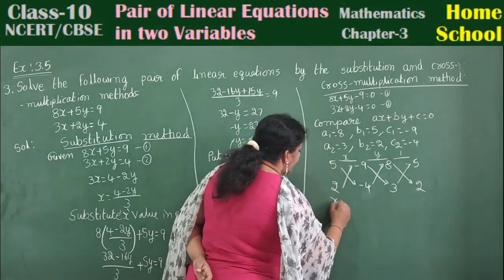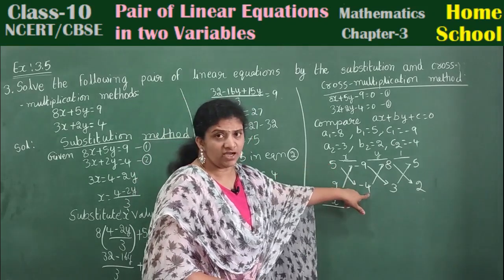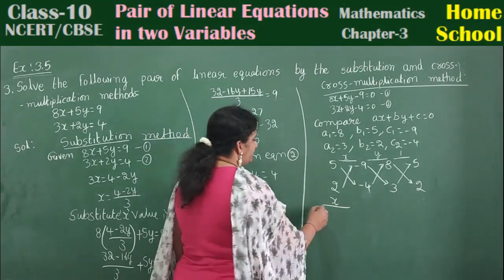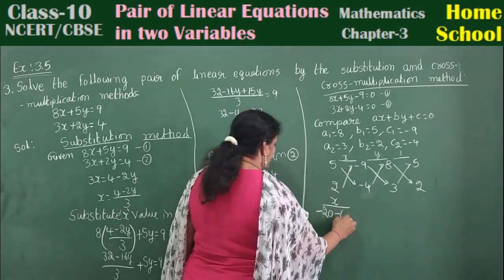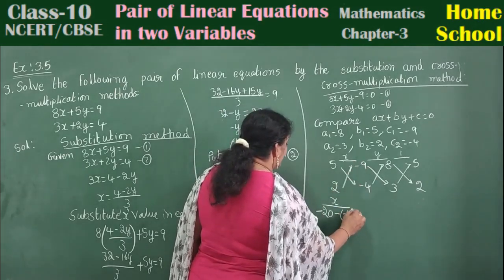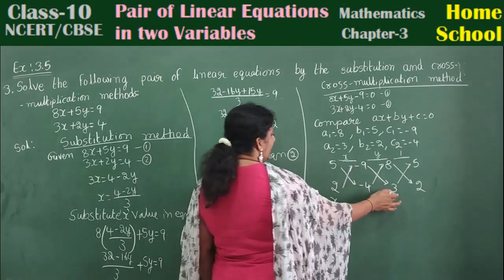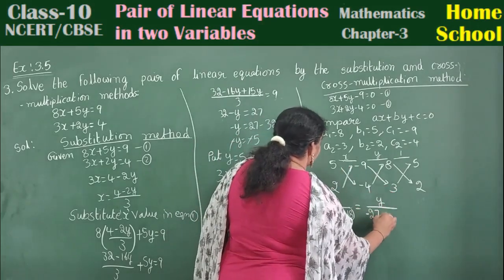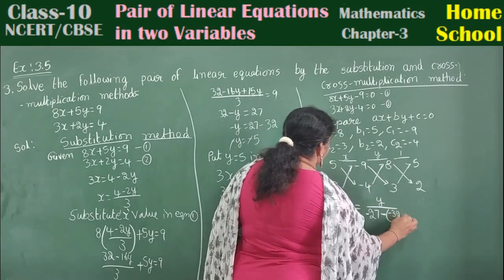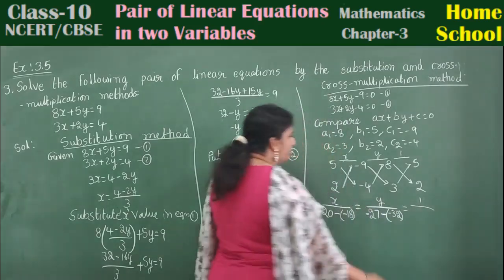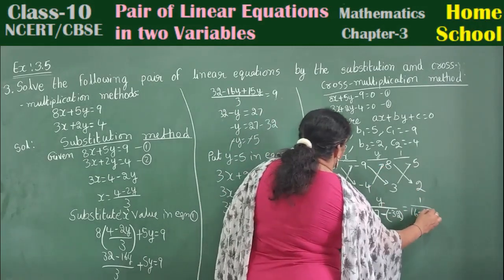Now rewrite this. x by, multiplication start from here. 5 4s are 20. Plus into minus, minus 20. Minus 2 9s are 18. Is equal to y by minus 9 into 3, minus 27. Minus 4 into 8, minus 32. Is equal to 1 by 8 2s are 16 minus 3 5s are 15.